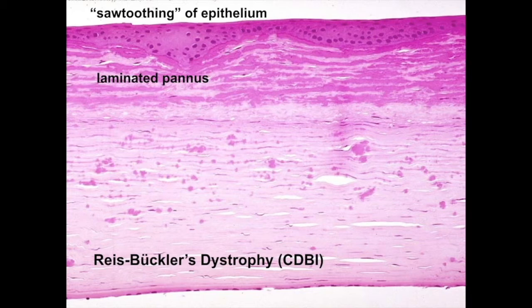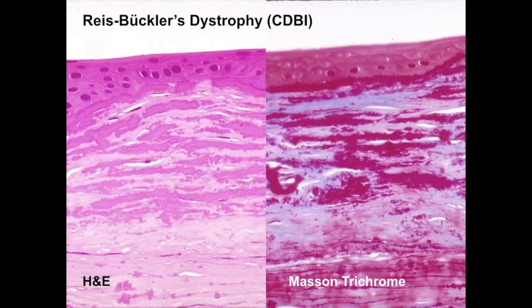Beneath the epithelium is this laminated pannus composed of alternating layers of abnormal TGFBI protein, which are intensely eosinophilic, separated by collagen. There's frequently destruction of Bowman's membrane. In this case, there are a few granules down in the deeper stroma. Here under higher magnification, we're looking at the laminated pannus.